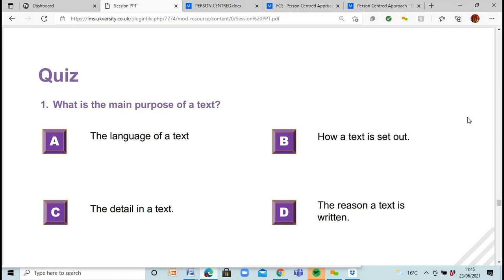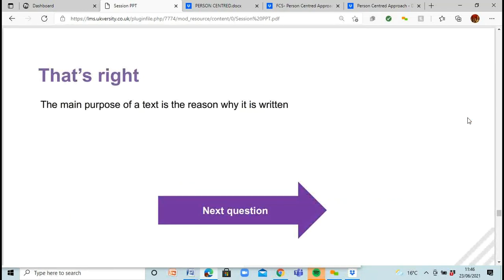So the quiz for this is, what is the main purpose of a text? Is it A, language of a text, B, how text is set out, C, the detail in a text, or D, the reason a text is written? So what do you think? D. D, yeah. Let's see. I think so too. And yes, you're right. It is the main purpose of a text and why it is written.